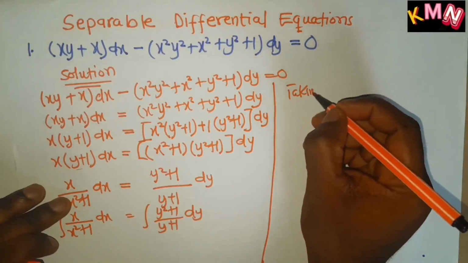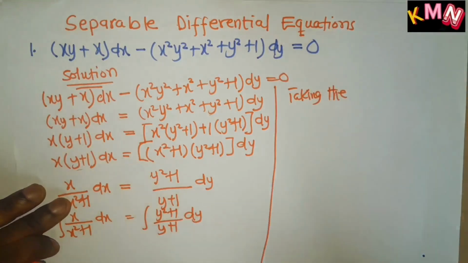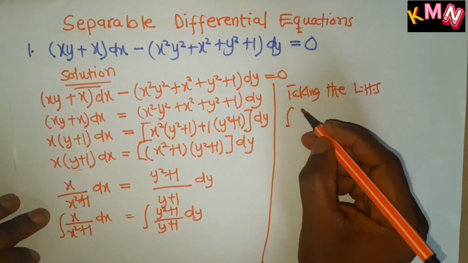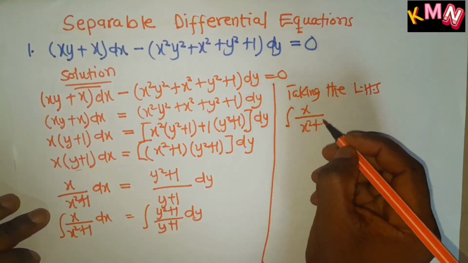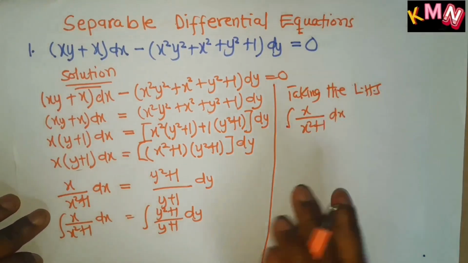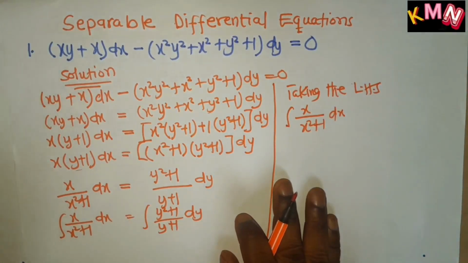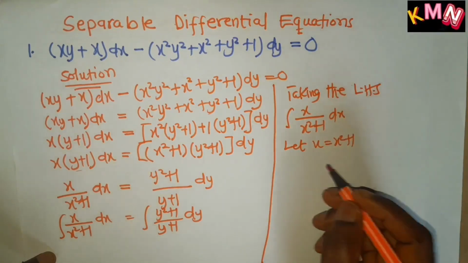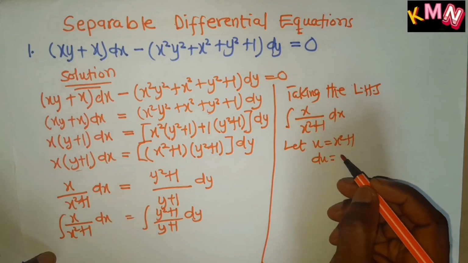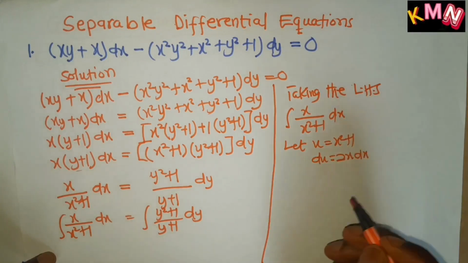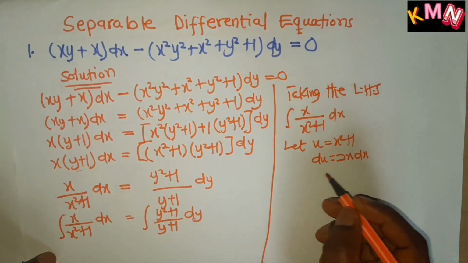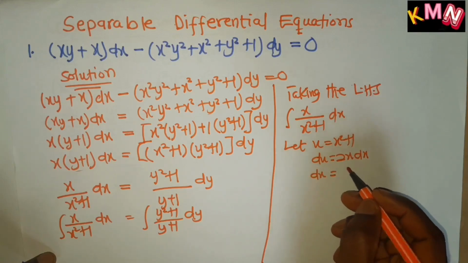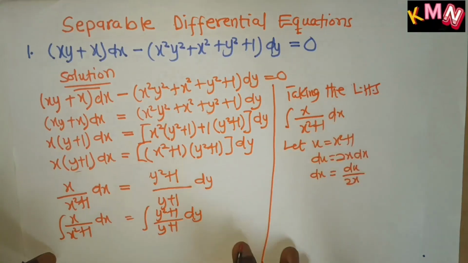Taking the left hand side, let me have the integral of x on x squared plus 1 dx. How do we solve this? You can see that u substitution will easily help. So let u equal x squared plus 1, and now du is going to be 2x dx. So making dx the subject, you are going to get dx is equal to du on 2x.